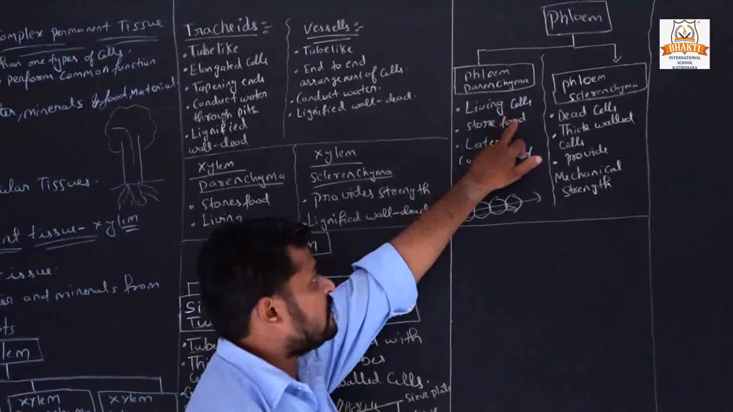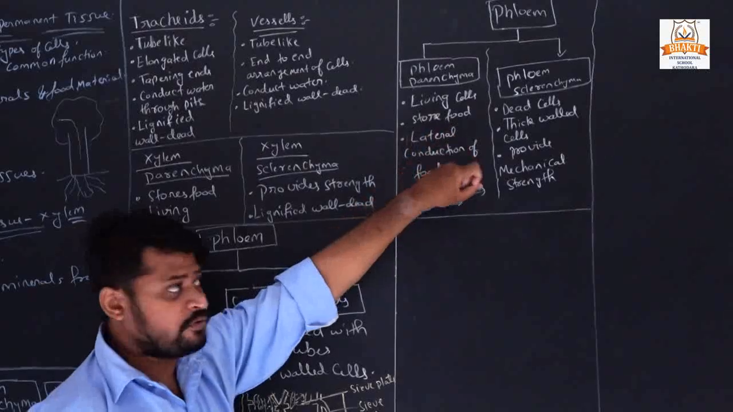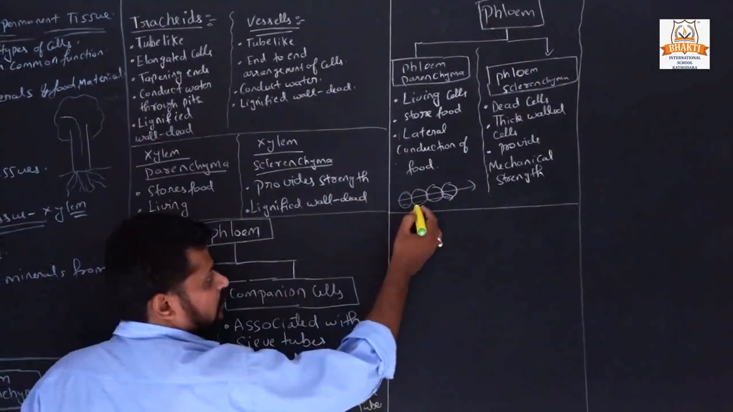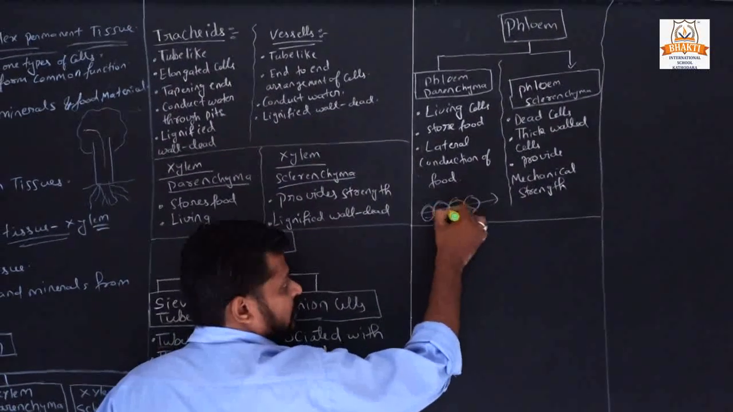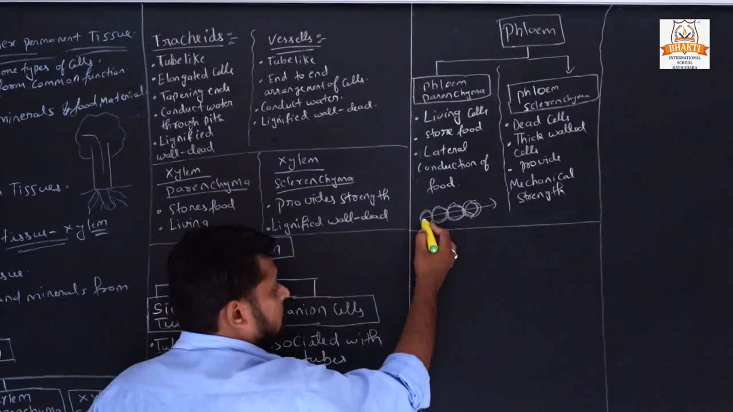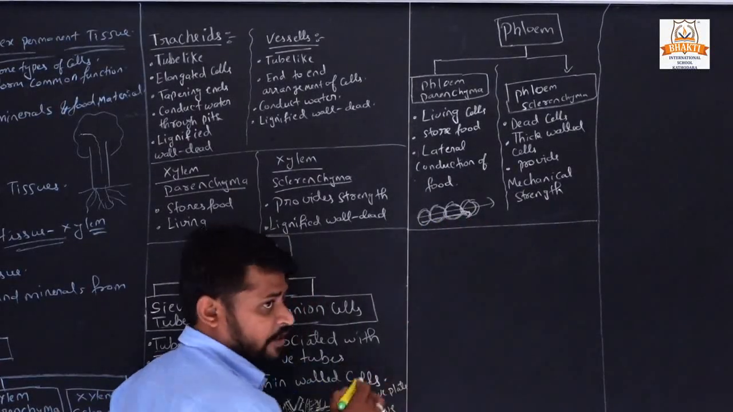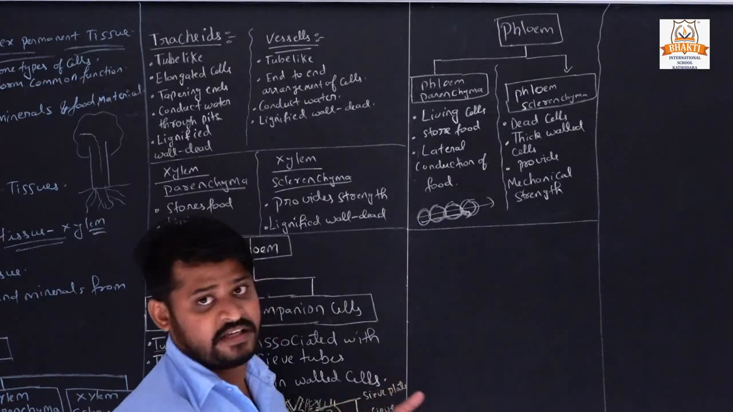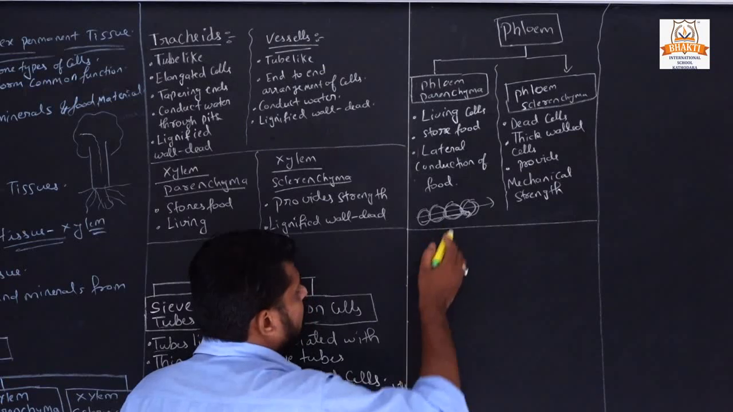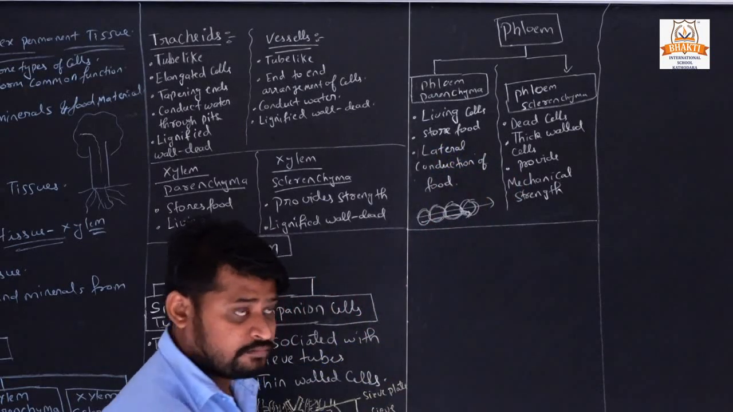Now the last two topics. Phloem parenchyma cells are living cells. They have the function of storing food. They are lateral. What is lateral? These are cells that attach and are placed one above the other, and they transfer food in one direction. Another way to say it is that they transfer food horizontally. So they conduct food laterally.